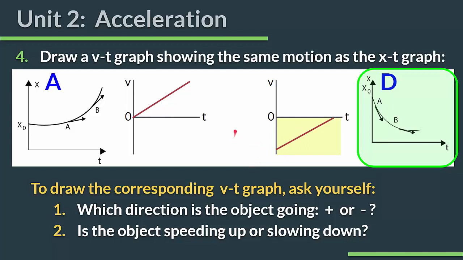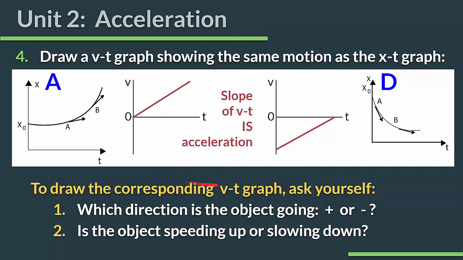Because you can't go slower than stopped. Okay, so this would be the graph that corresponds to this position time graph. Here's your matching VT graph. Again, you need to be able to do this. By the way, the slope of the VT graph is your acceleration.